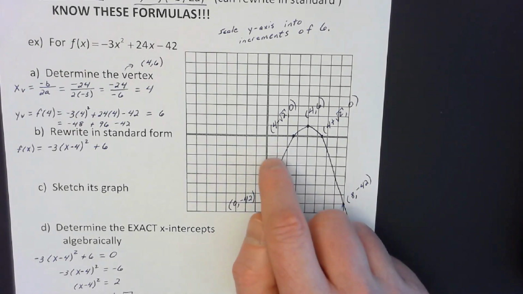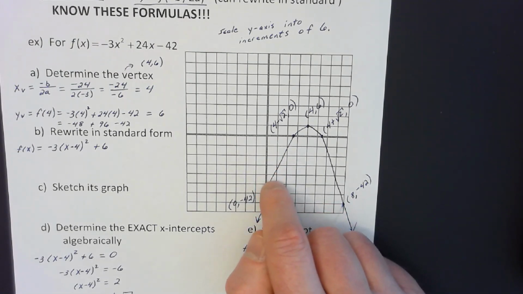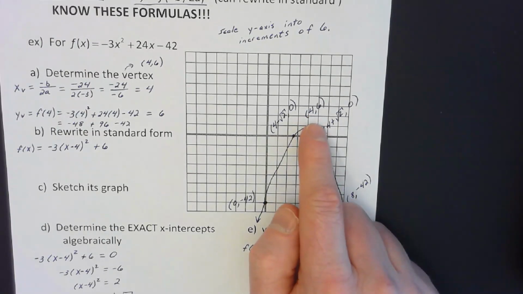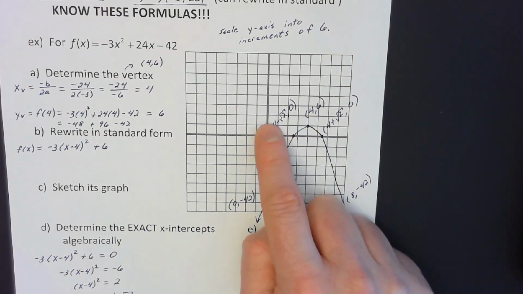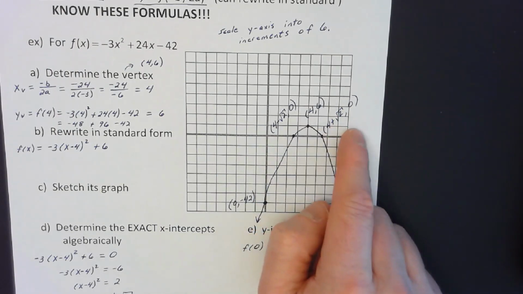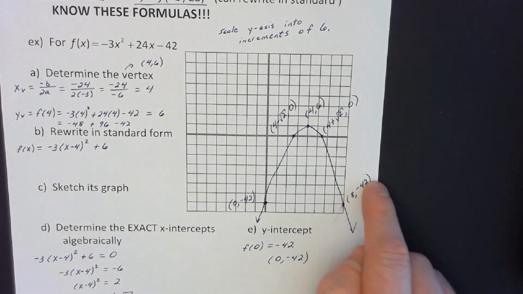This would be negative 6, negative 12, negative 18, negative 24, negative 30, negative 36, negative 42. I can put my y-intercept at 0, negative 42. Now I know if I go over 4 units to the left, my y value is negative 42. So if I move 4 units to the right, my y value would also be negative 42. So that's where I got the ordered pair 8, negative 42.